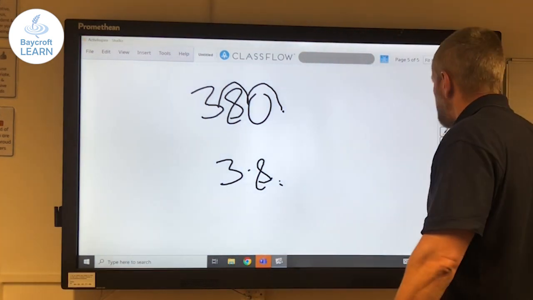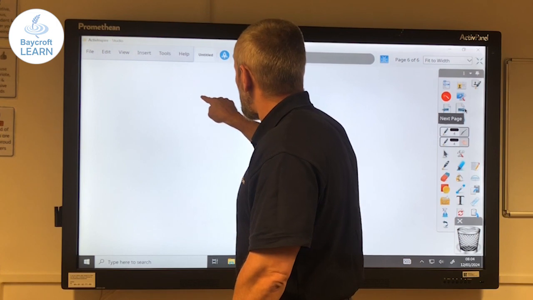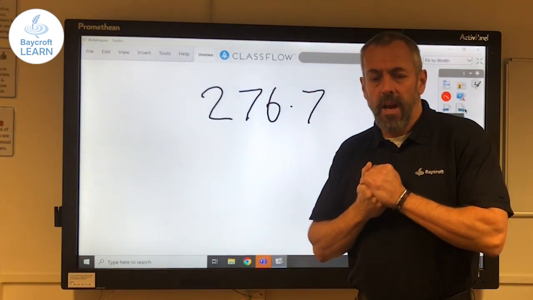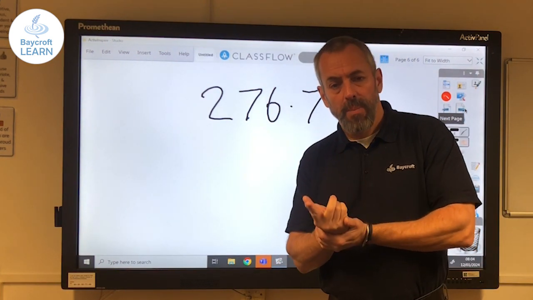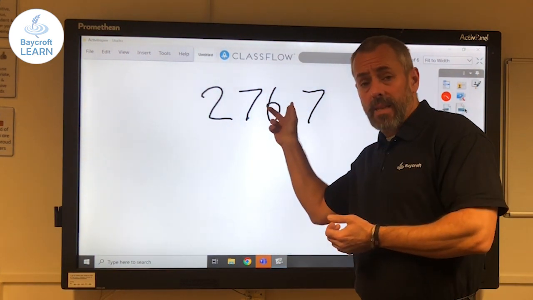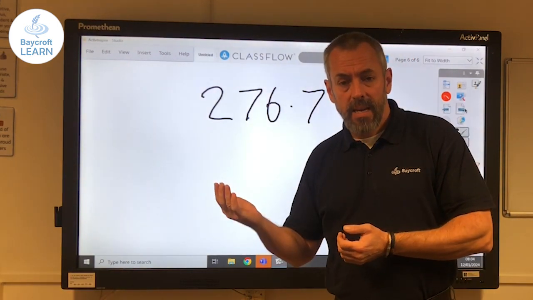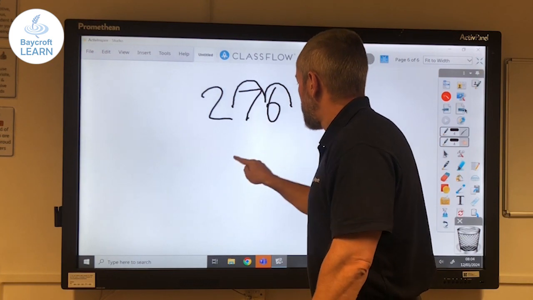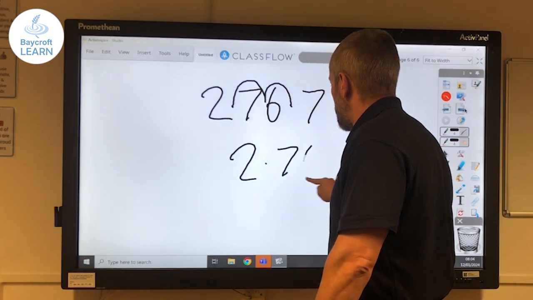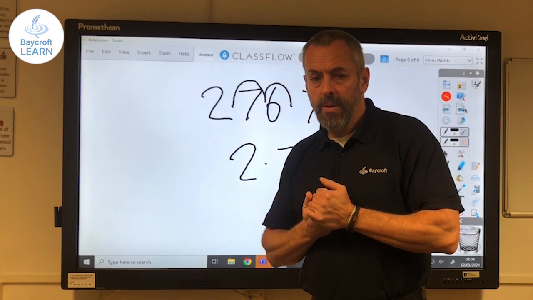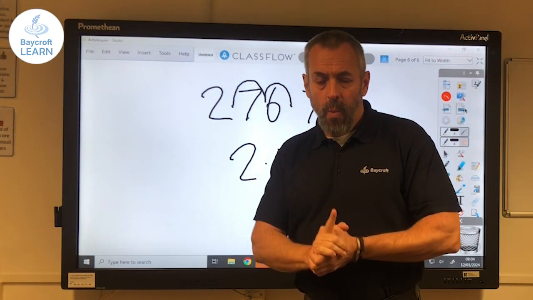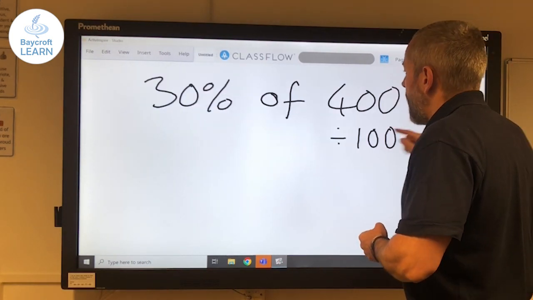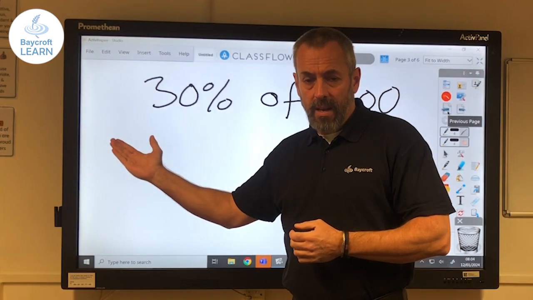One more example. If we have 276.7 and we want to find 1%, we divide by 100. Now this time we can see the decimal point, but we do exactly the same thing. We move it 2 places to the left. Boing, boing. So it becomes 2.767. Okay? That's how we find 1% of a number. And we need that in order to find 30%.